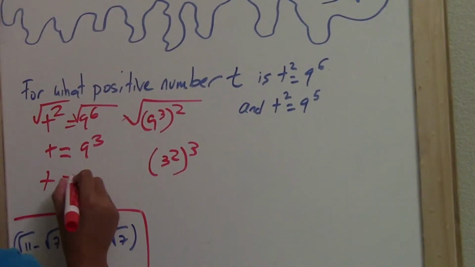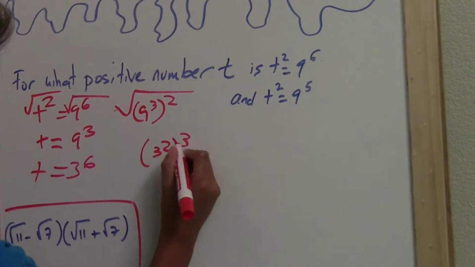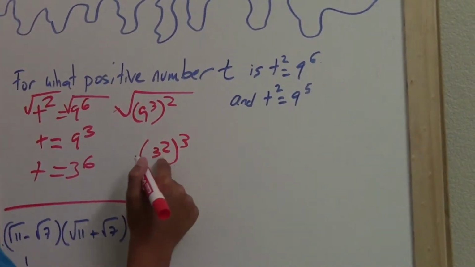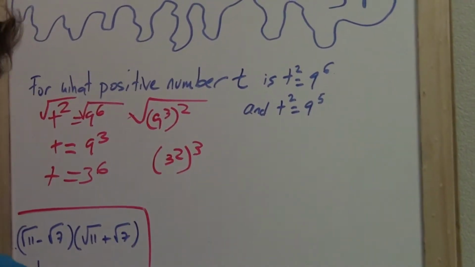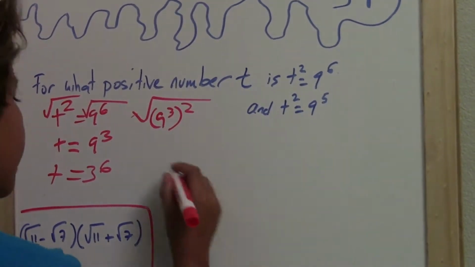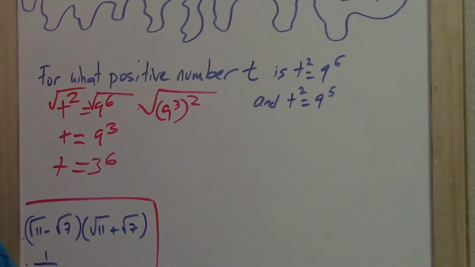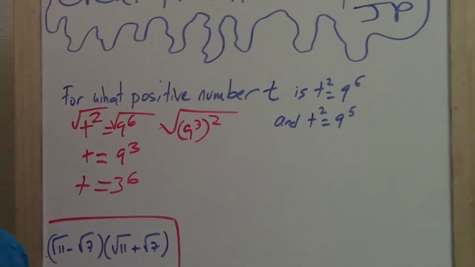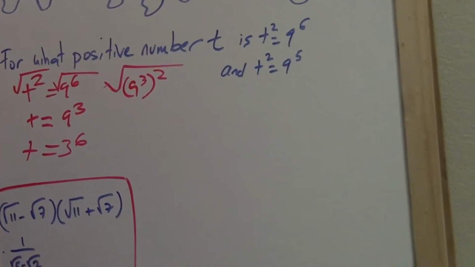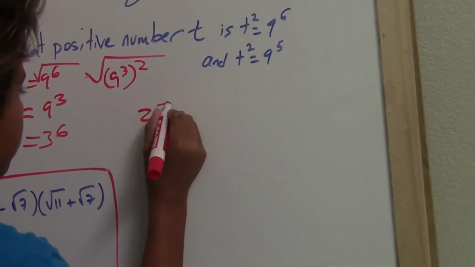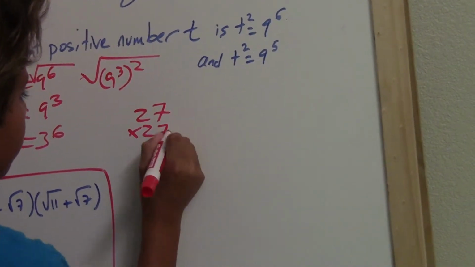That would be the same thing as 3 by the power of 6, because 9 is 3 by the power of 2. And 3 by the power of 3 is 27, because 3 by the power of 2 is 9, multiplied by 3 again, that's 27. So then that would be 27 times 27.